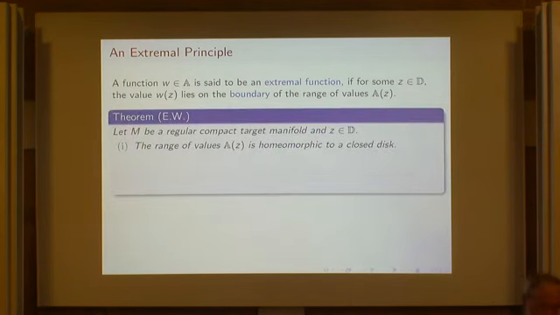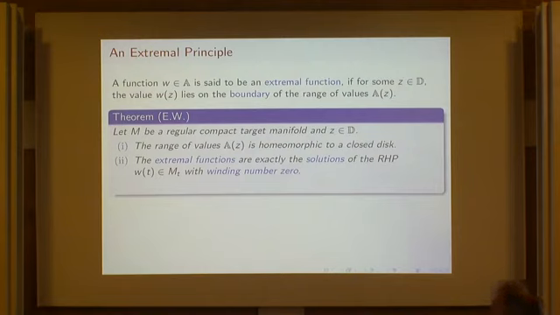And here's the answer. We assume that our target manifold is a regular compact target manifold, so a torus-like target manifold, and we pick any point Z in the unit disk. Then the range of values at this point is homeomorphic to a closed disk. Already nice. No restriction about the shape of these target curves. They need not be convex either. They can have arbitrary shape. Moreover, the extremal functions, which take on values at the boundary of this range of values at a fixed point, are exactly the solutions to the Riemann-Hilbert problem with winding number 0.